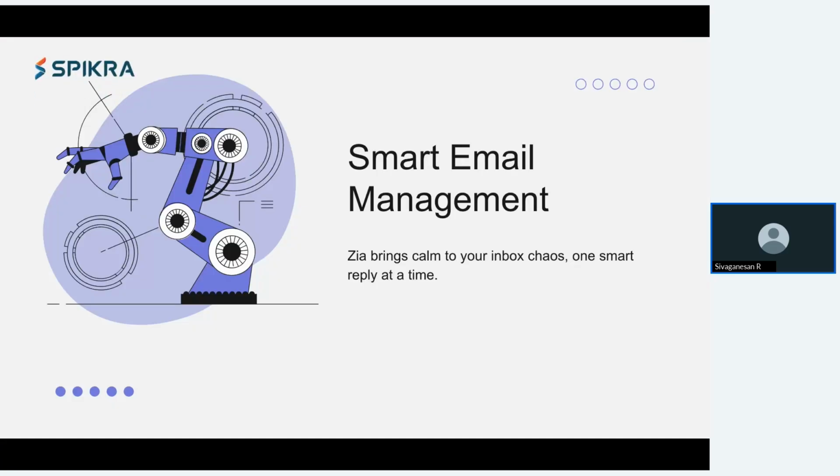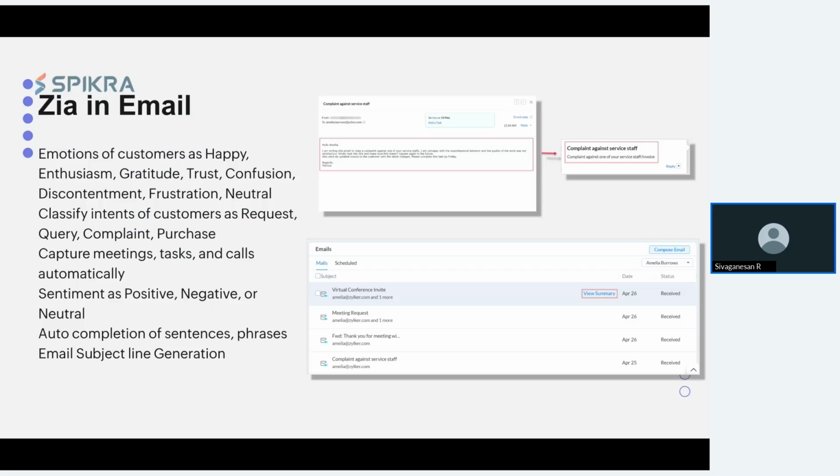Moving on to the next one, smart email management. Zia can take up your inbox completely. Most salespeople struggle with managing their inboxes, so this one is interesting. Zia can understand the email sentiment of your customer. Zia reads the tone of the email in your CRM, and if the customer is frustrated or happy, Zia can flag it.